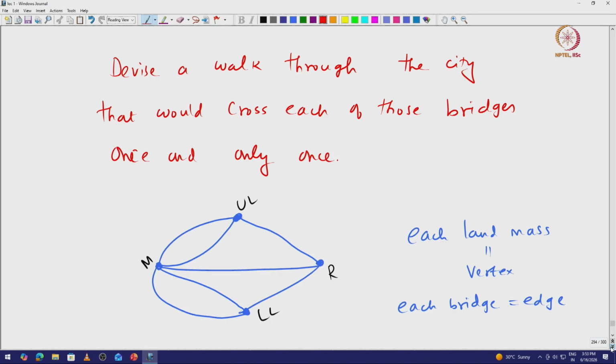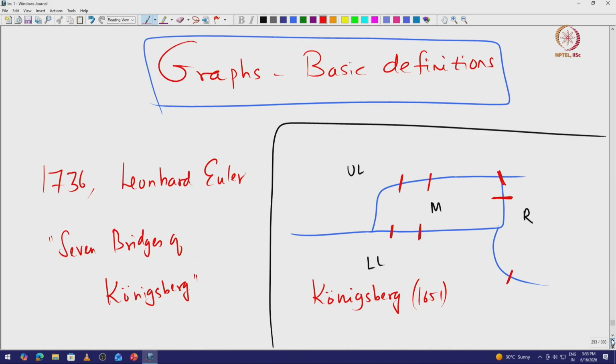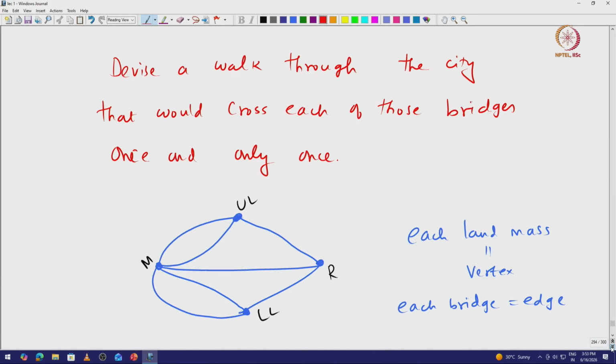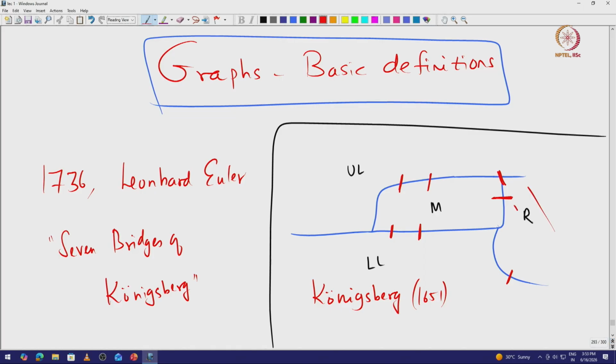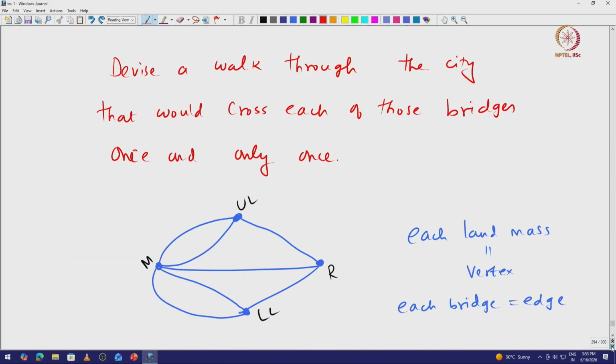So, one can rewrite this seven bridges problem in more abstract terms by introducing what are called graphs. In order to do that, we will denote each land mass as a vertex. So, whatever I have denoted as M, R, UL, LL are all land only, and I just denote them as vertices. Then the bridges we denote as edges.